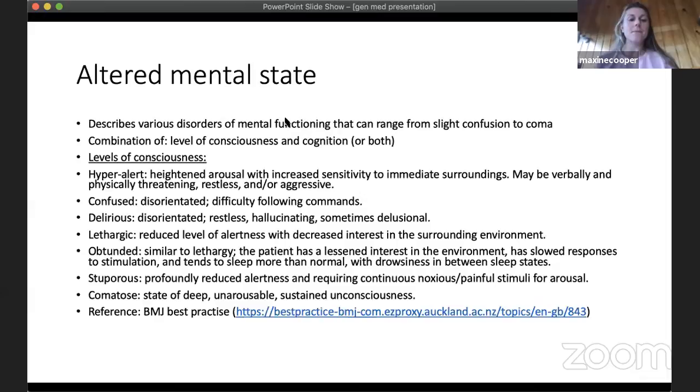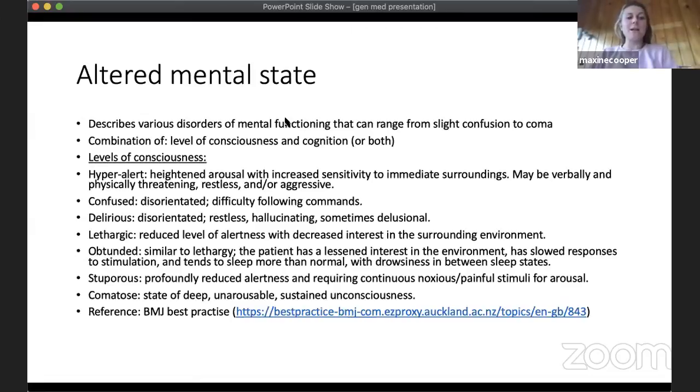So, an altered mental state in itself is a combination of how conscious they are, but also cognition. Obviously you could just have an impairment of cognition, which could alter your mental state, but you could also actually be losing consciousness, and depending on whether you've got one or the other or both, helps you to work out what could be causing it too.